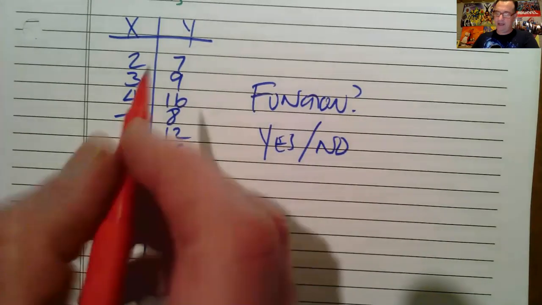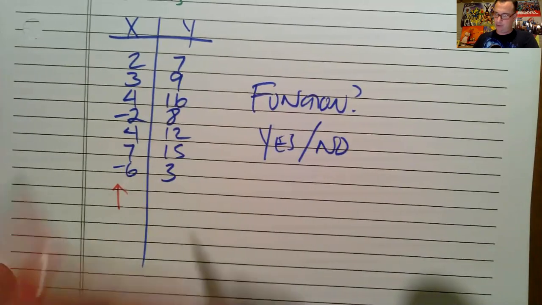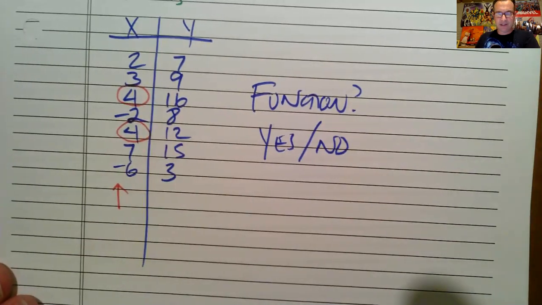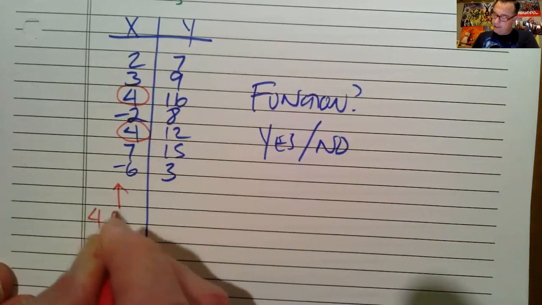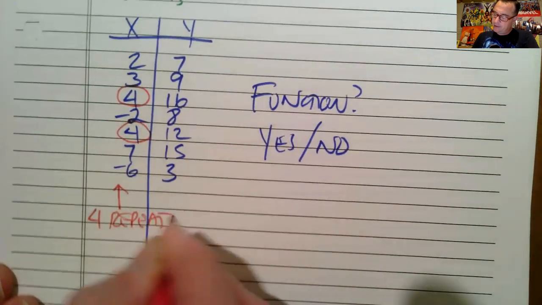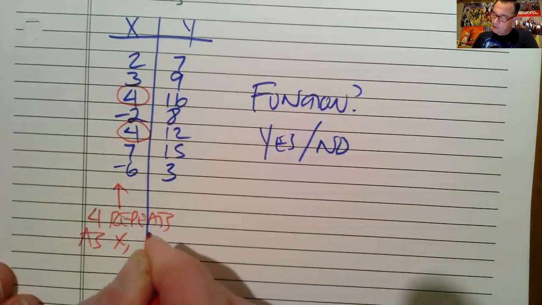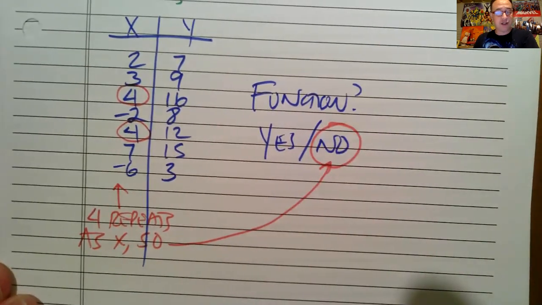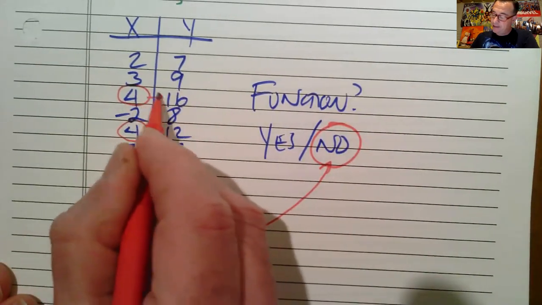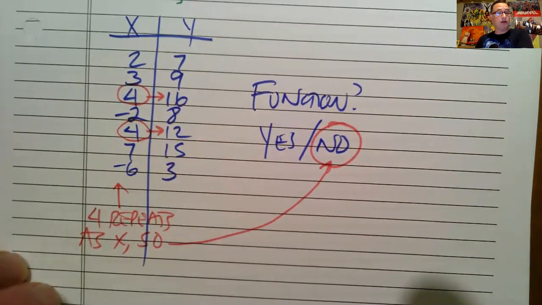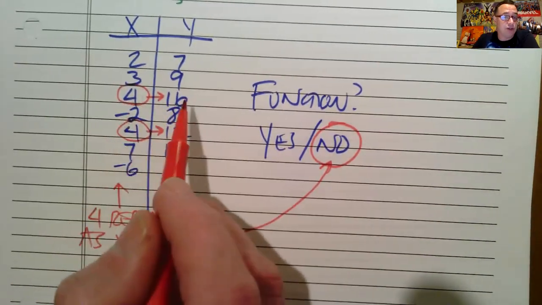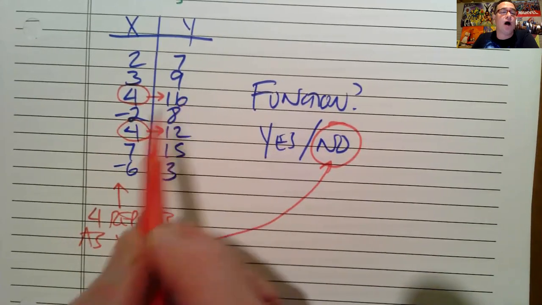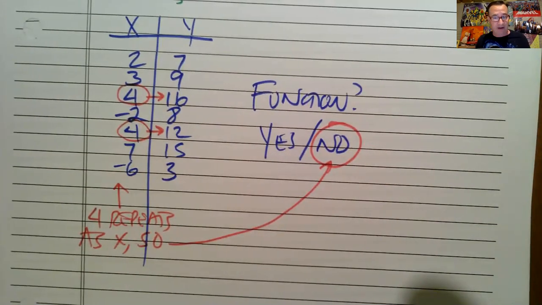America is right. And I think, Steven, you were probably guessing the same. You were probably seeing the same thing. If we have a value that repeats, 4 repeats as x, so no function, because 4 goes to 16 and 4 goes to 12. Since 4 is paired with 2 different y's, remember, every x can only have one y. This one has 2, so it is not a function.